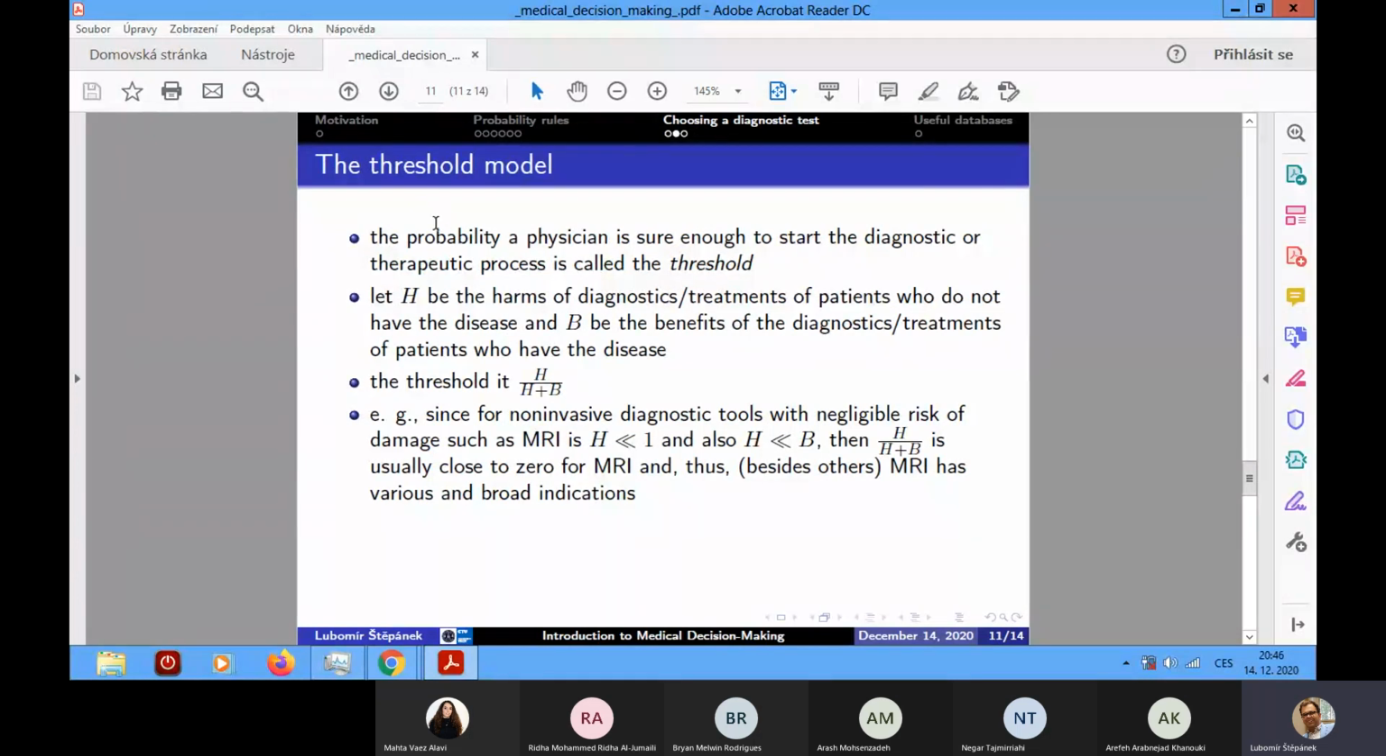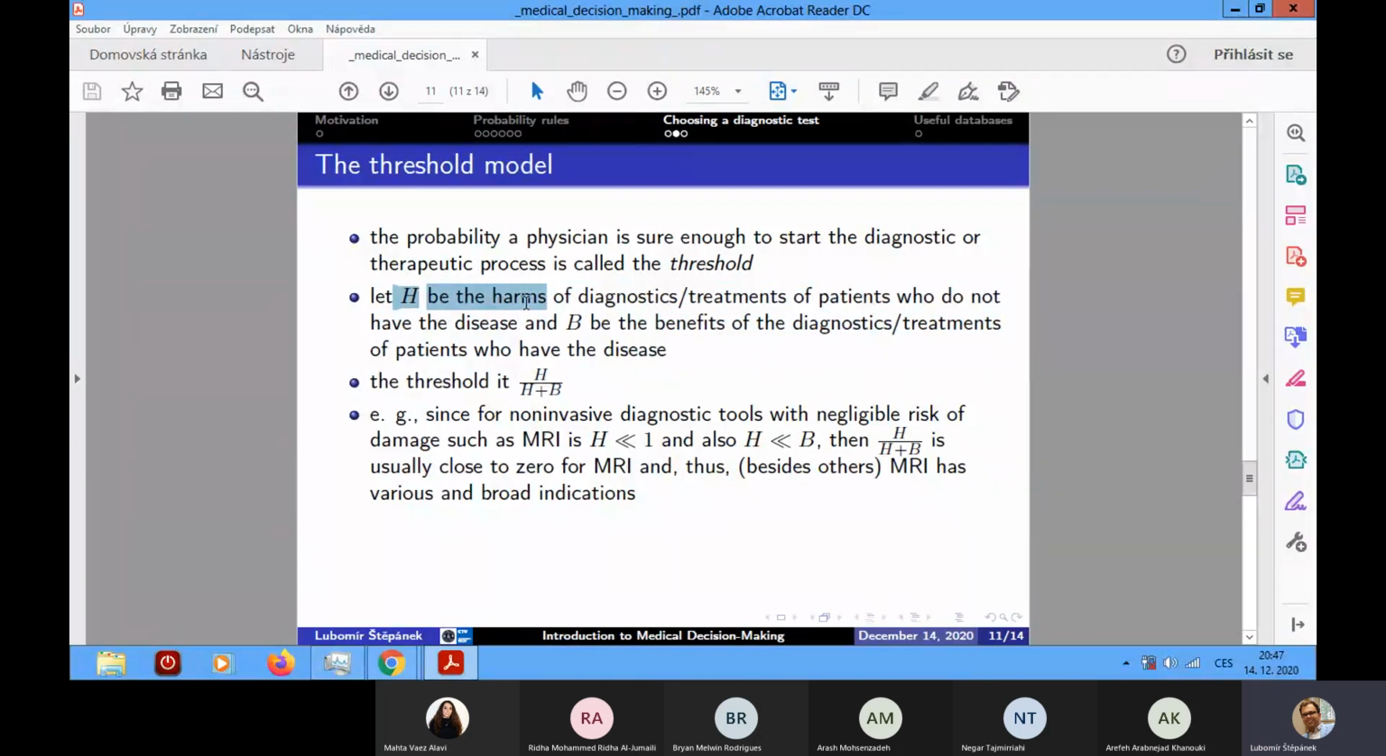So the physician is sure enough to start a diagnostic or therapeutic process. The probability at which the physician has just become sure enough is called the threshold. Since it is a probability, it could be any number between 0 and 1 inclusively. So this will be very easy.